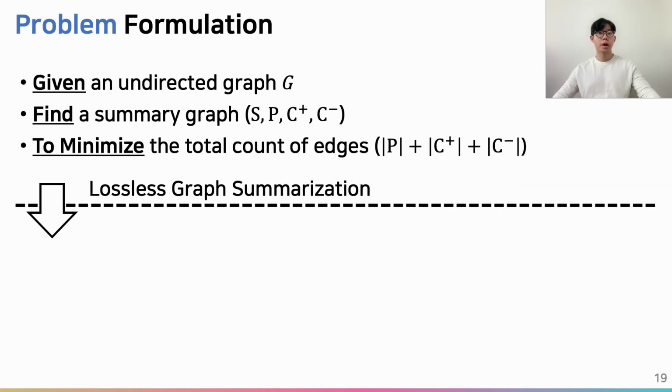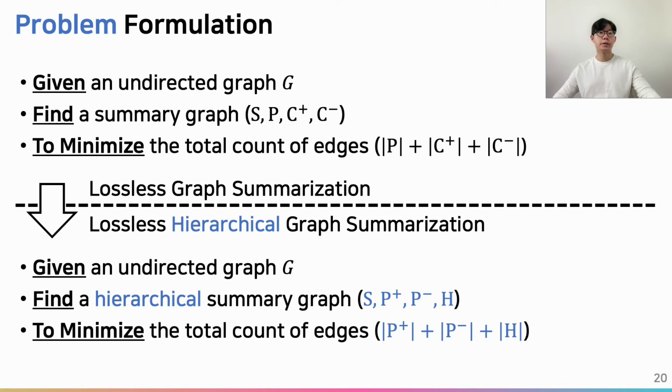The lossless hierarchical graph summarization problem, which we consider in this work, is an extension from the previous graph summarization problem, which is formulated in the upper part. Given an undirected graph G, their goal is to find the summary graph that minimizes the total count of edges. This is because the number of bits required for storing a summary graph is roughly proportional to the count of edges in it. Our newly defined hierarchical graph summarization problem is formulated in the lower part. Given an undirected graph G, our goal is to find the best hierarchical summary graph that minimizes the total count of edges.